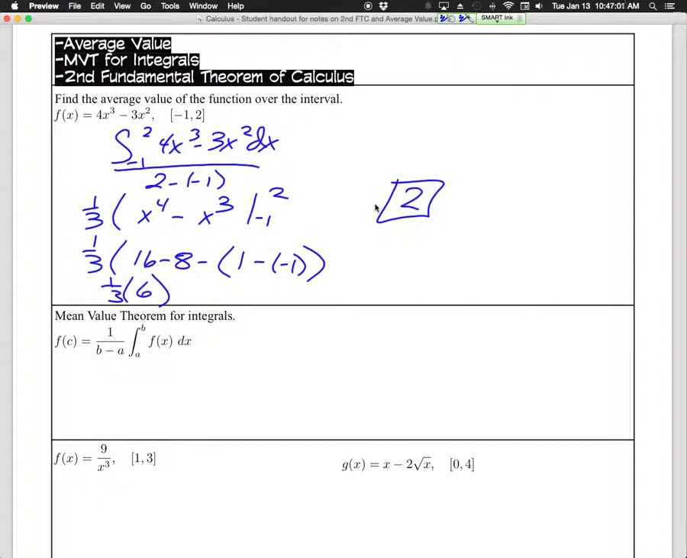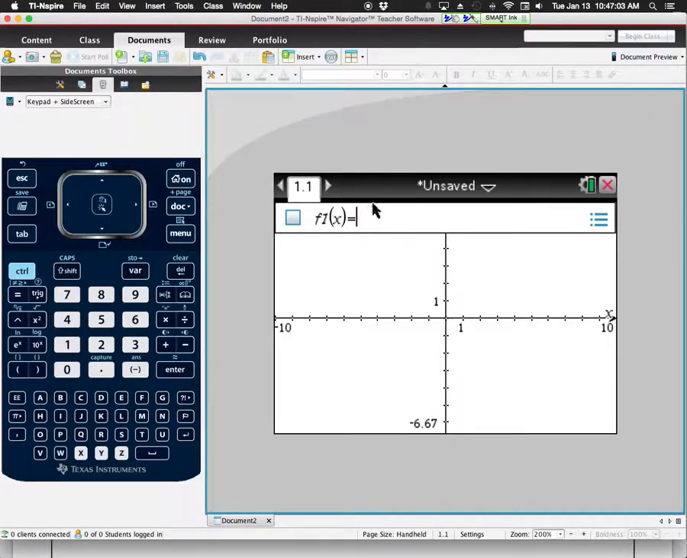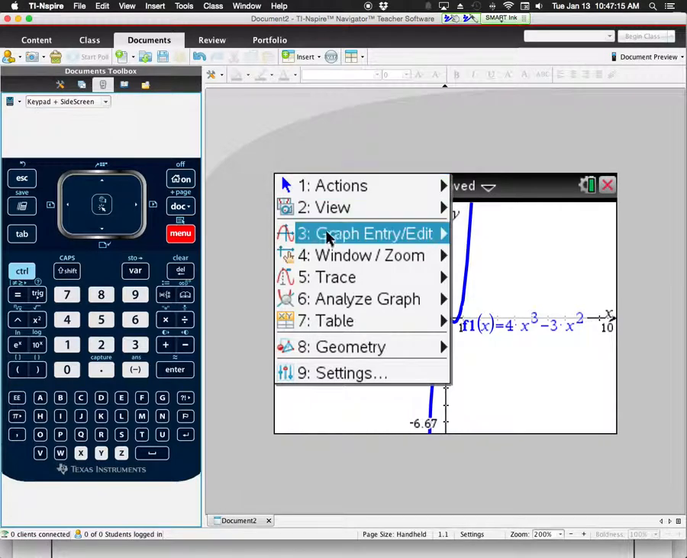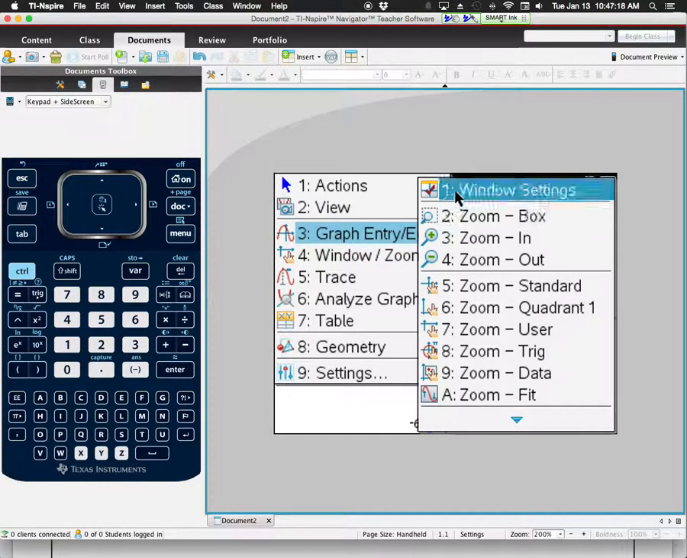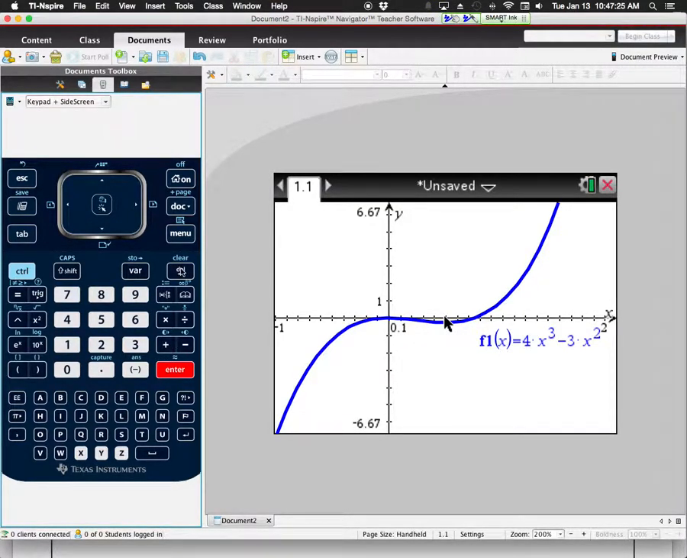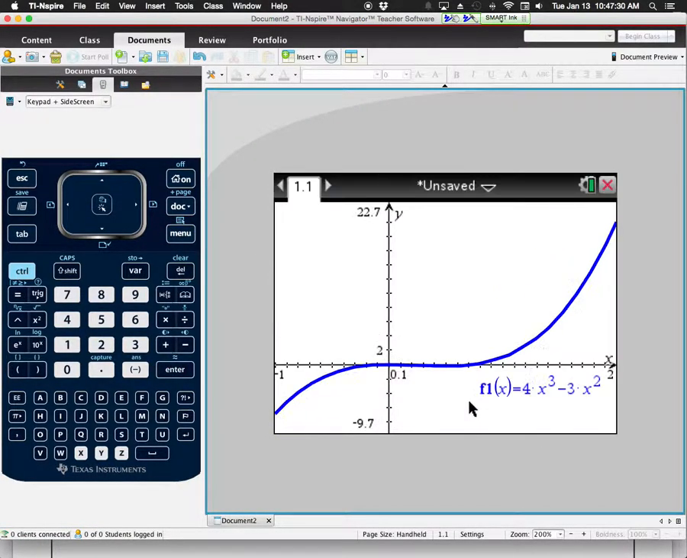So the original function is 4x cubed minus 3x squared. Okay, and let's deal with our window. Our window is from where to where? -1 to 2. And anytime we change our window settings, what else do we do? Zoom fit. Good. Window and zoom fit. So there's my function between -1 and 2.